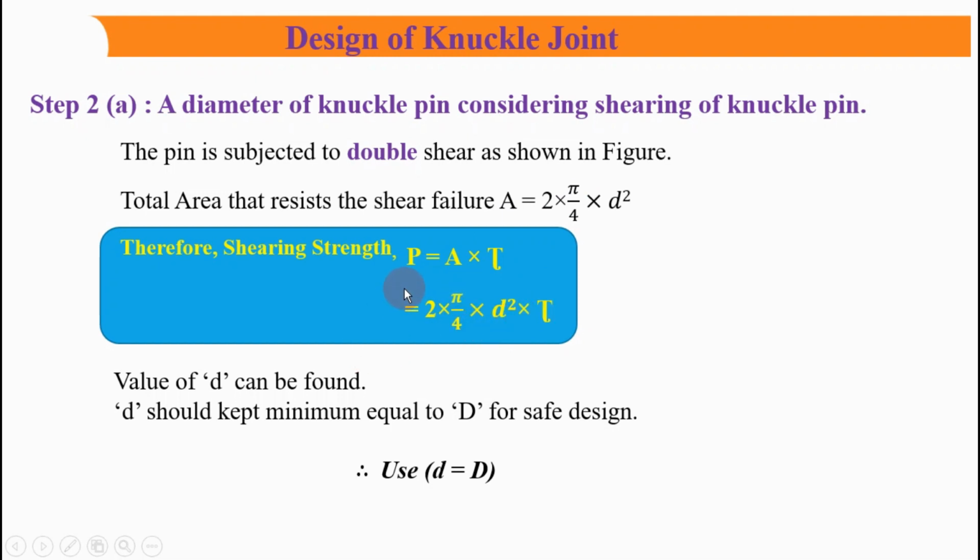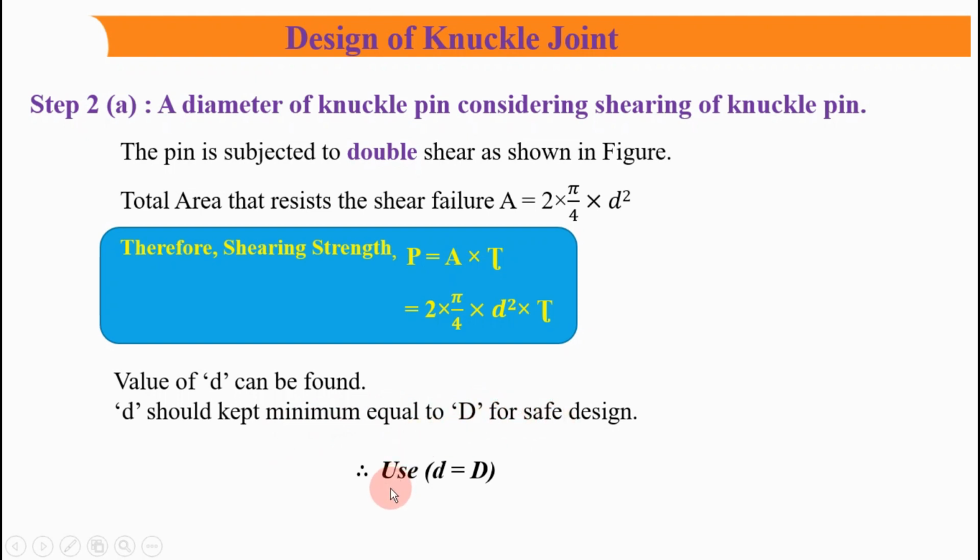So by this relation, what we need to find out, or what we have got, please see, value of small d can be found. D should be kept minimum equal to this d for safe design. See guys, this small d should be kept minimum equal to capital D, okay, for safe design.